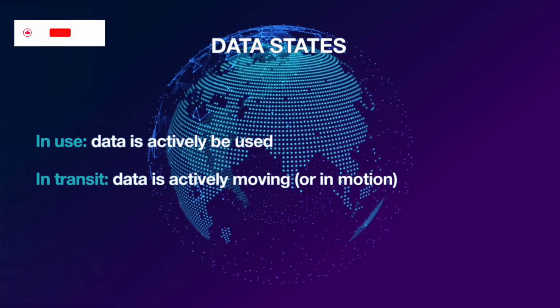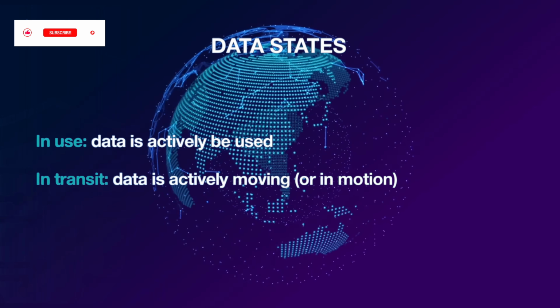Now, the data states are just really a way to explain when the data is active or not. If the data is active, it's doing something. If it is inactive, it's not doing something. Pretty simple stuff. But really, we have to account for security when the data is active and when it is inactive. That's the most important thing to understand about this video. Data states are very simple.